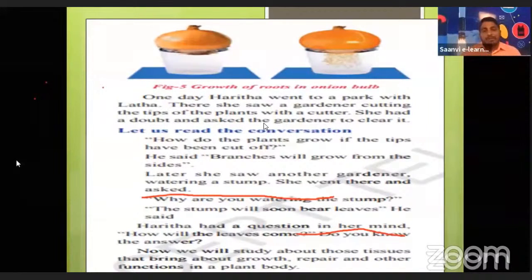Here a gardener is cutting the tips of the plants. So that particular girl got one doubt: how do the plants grow if the tips have been cut off? Then that gardener said that if you cut the tip, branches will grow from the sides.